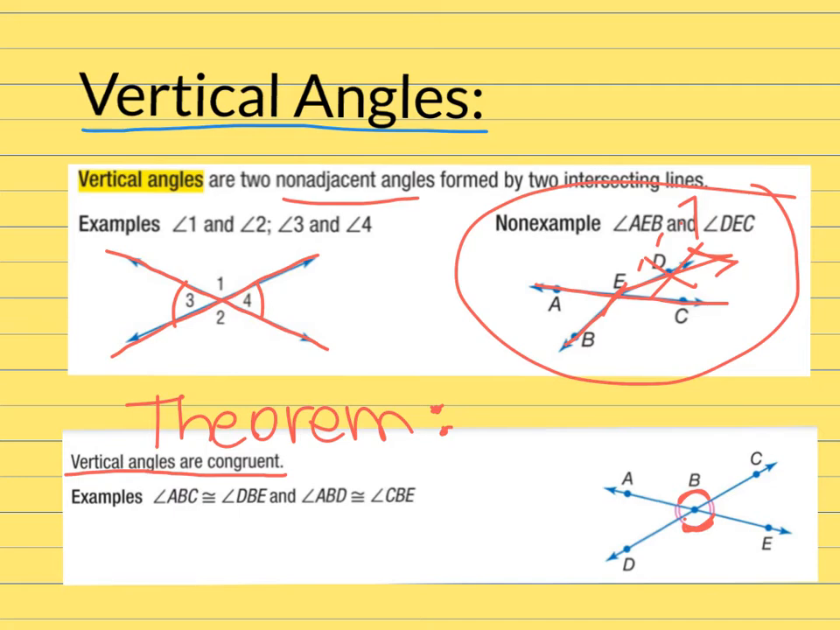So remember, congruent means same size, same shape. And in angles, all angles have the same shape. It's just a matter of their size. And so they have the same angle measures. And angles ABD and angles CBE also are the same size.